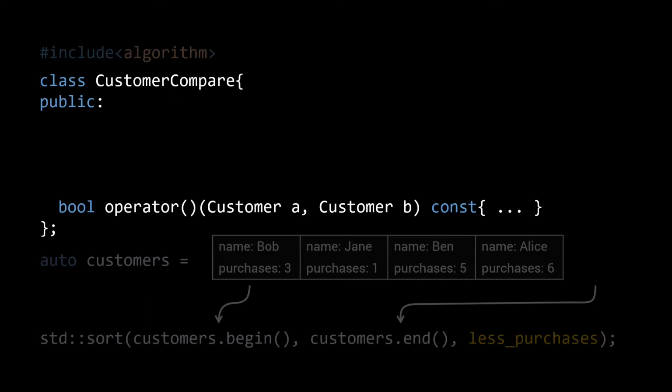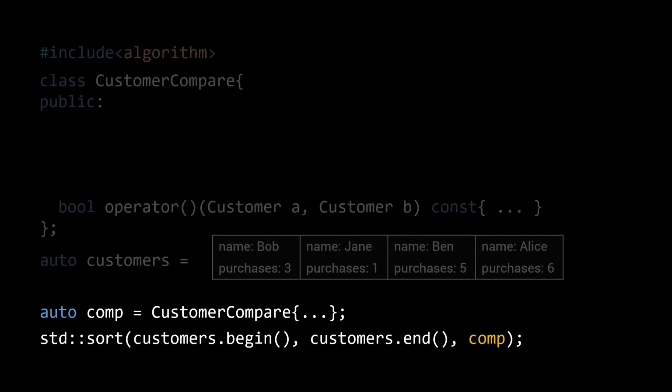To use this customer compare functor for our sort, we first need to create an instance of it. We can then pass this instance, the comp object in this example, to the sort function instead of the free function we had before. One of the advantages of using a functor instead of a free function is that you can now add some state to your comparison class.